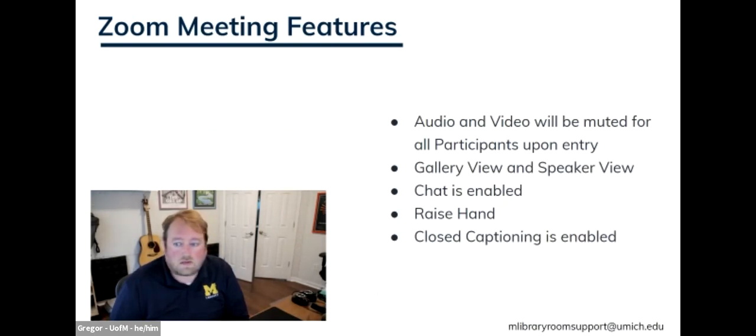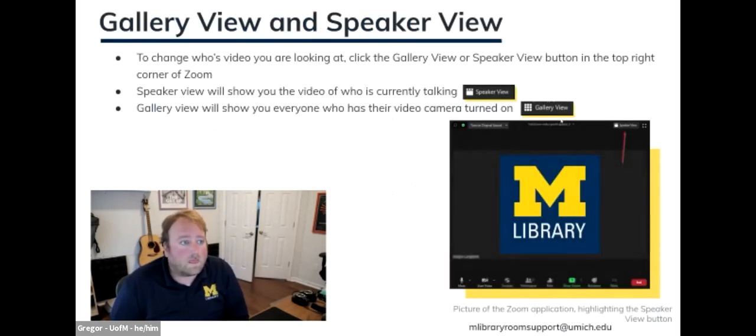So today's Zoom meeting, everybody's video and audio is muted right when you come in. You do have the option to turn that on and off. There's gallery view and speaker view. So today I would suggest, at least for my portion, viewing in speaker view so you can see my slides in the background. Chat's enabled. You can also raise your hand, and the closed caption is enabled. So gallery view and speaker view, it's in the top right corner. If you click on view, you can change between the two.